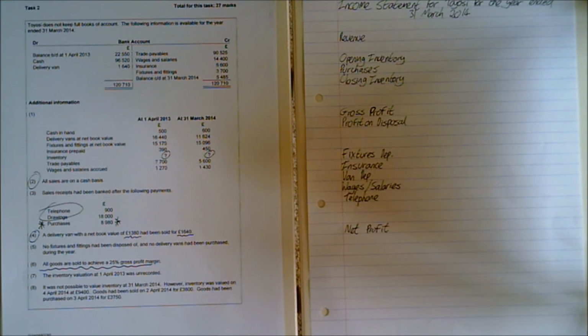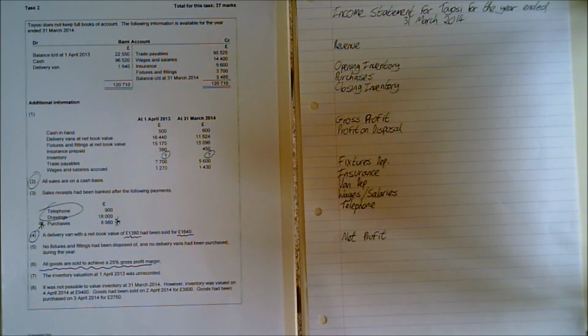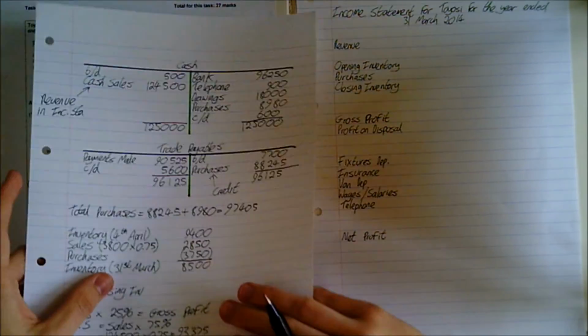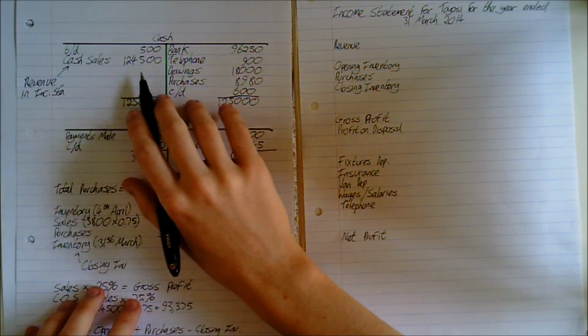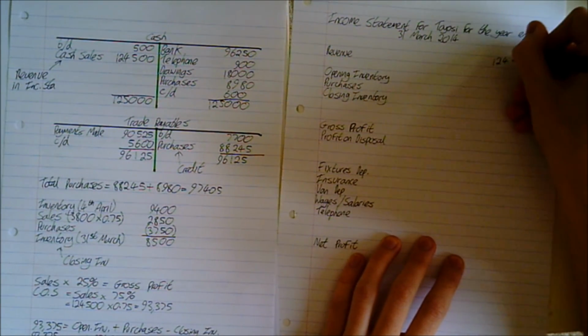So, with all that in mind, I've already constructed the income statement just to save time for you guys. I know you don't want me to just be there writing it all out, because you'll know what it is. So, the revenue figure. So, where are my T accounts? So, revenue in the income statement, 124,500. So I'm just going to put that there.